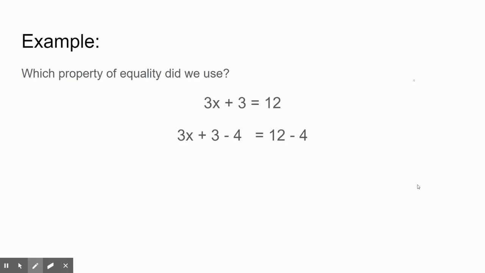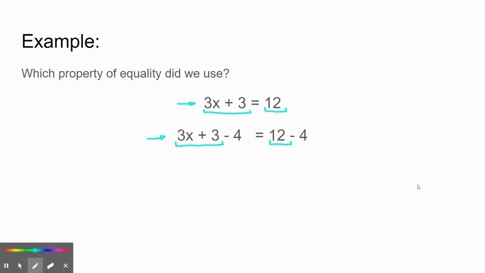So, in this example, we're just going to try to figure out which property of equality we used. We started with the equation 3x plus 3 is equal to 12. And then we wrote an equivalent expression, which is 3x plus 3 minus 4 is equal to 12 minus 4. Well, one place you can start is by underlining or highlighting the things that are the same. For the most part, for right now, if we're just trying to figure out which property we used, we can actually kind of ignore those things.